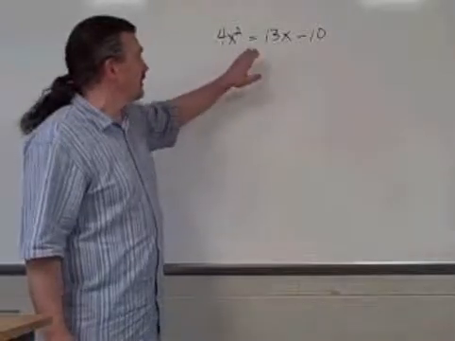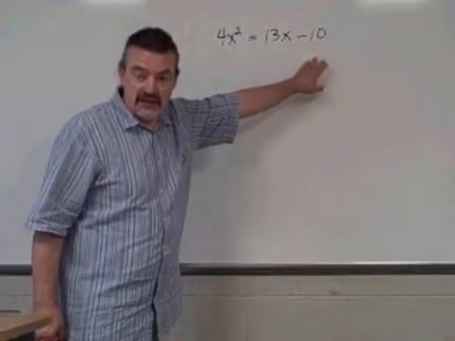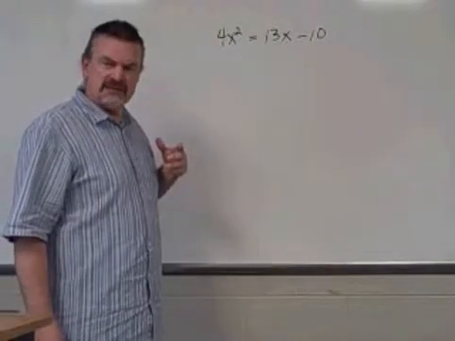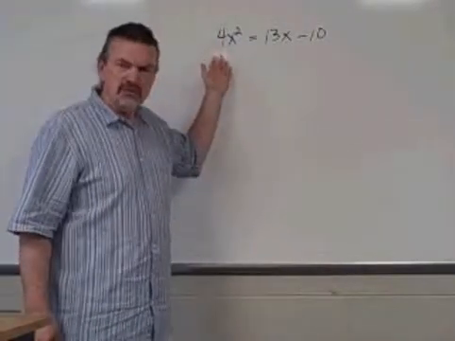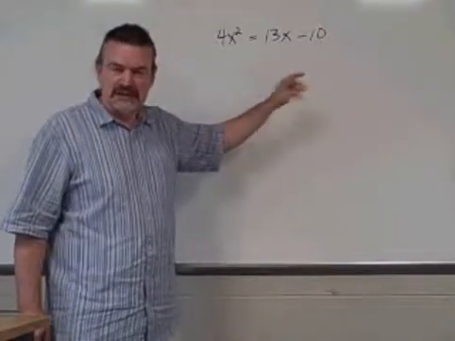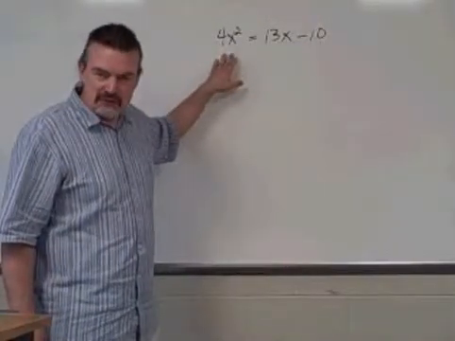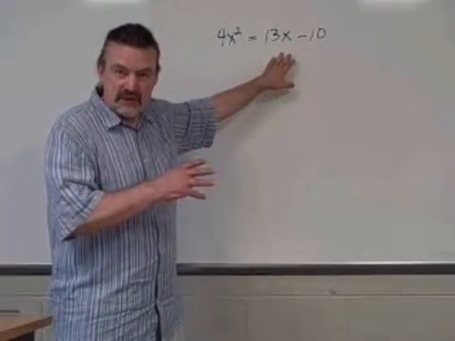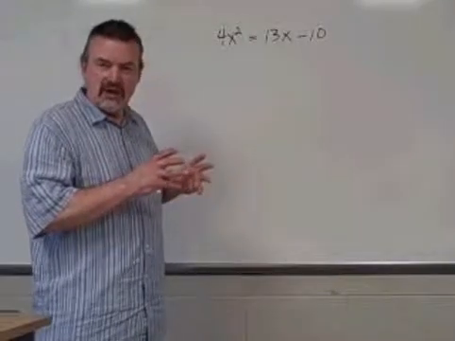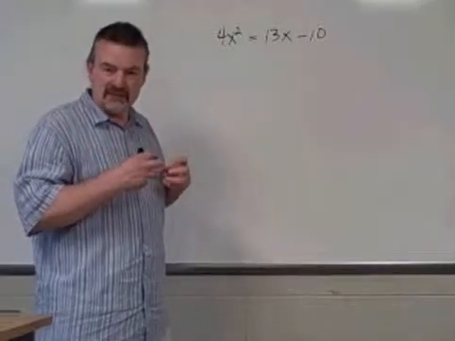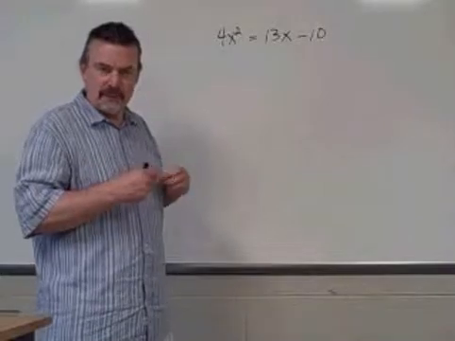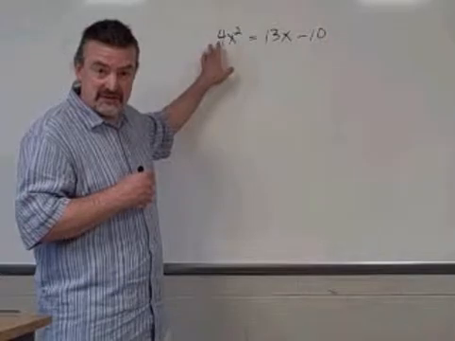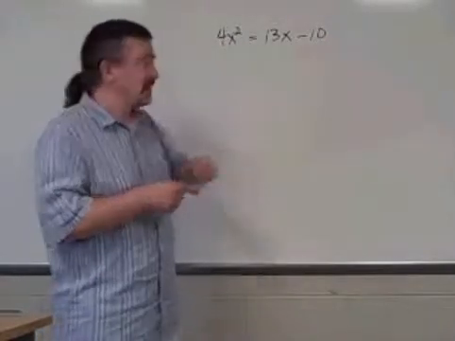We need to bring the 13x and the 10 term over to join them with the 4x squared term. You might say, well, wouldn't it be easier just to move the 4x squared term to the other side? But that would require us to subtract 4x squared, which means over here it would be minus 4x squared. And when I'm factoring, I like to have a positive coefficient for the squared term. So rather than moving the 4x squared term, since its coefficient is positive, I'll move these terms instead.